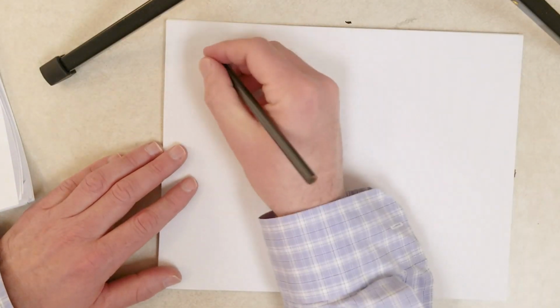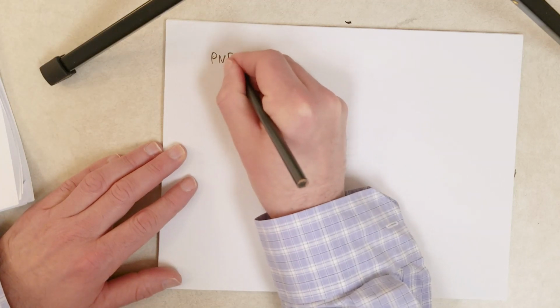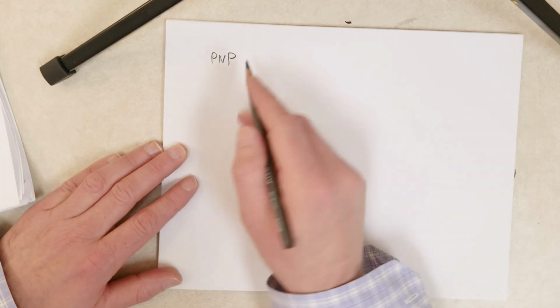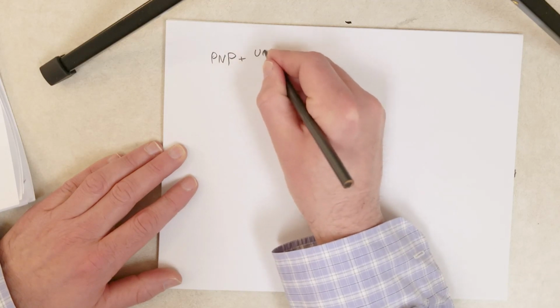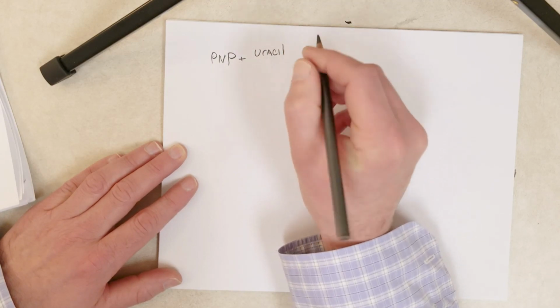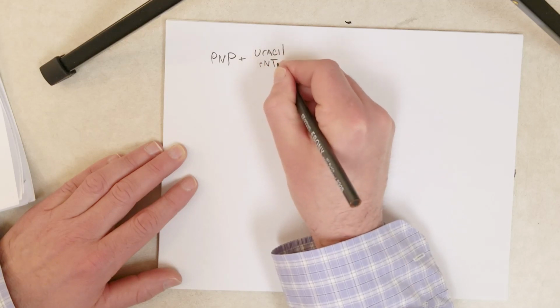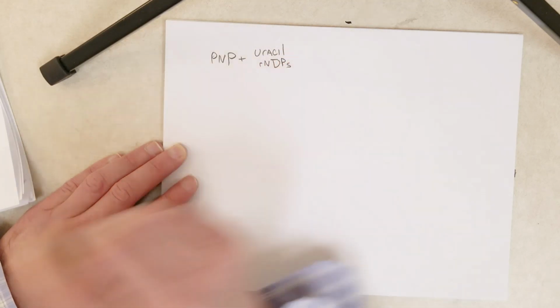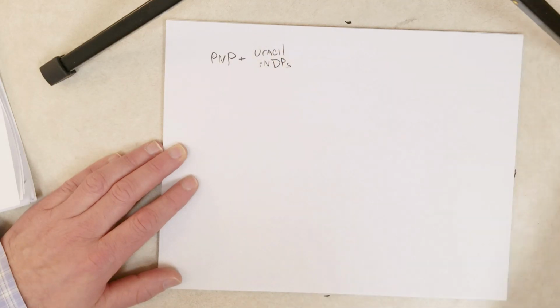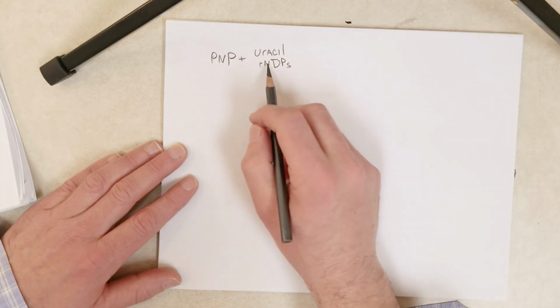So, first experiment: they took PNP, the polynucleotide phosphorylase, and they took uracil RNDPs, right? So just uracil. They're not going to take all the different types, just using uracil here.